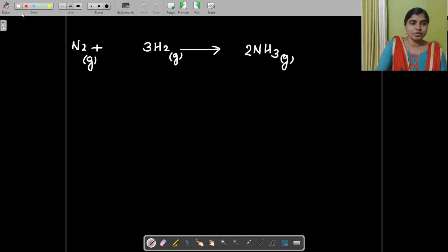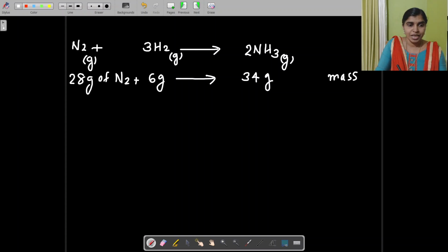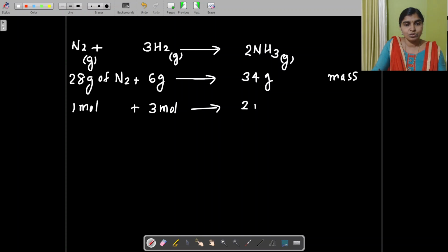There are 2 nitrogens, 14 plus 14, that is 28 grams of nitrogen. 28 grams of nitrogen combines with 3 H2, that means 6 hydrogens, totally 6 grams, which produces 17 plus 17, that is 34 grams of ammonia. So this gives the mass relationship. If you take the number of moles of reactants, here nitrogen is 1 and 3 for hydrogen, that indicates 1 mole of nitrogen combines with 3 moles of hydrogen, which produces 2NH3, that means 2 moles of ammonia. So this provides the mole relationship.